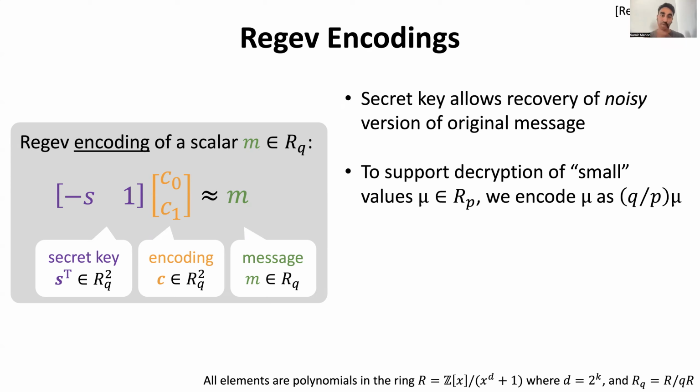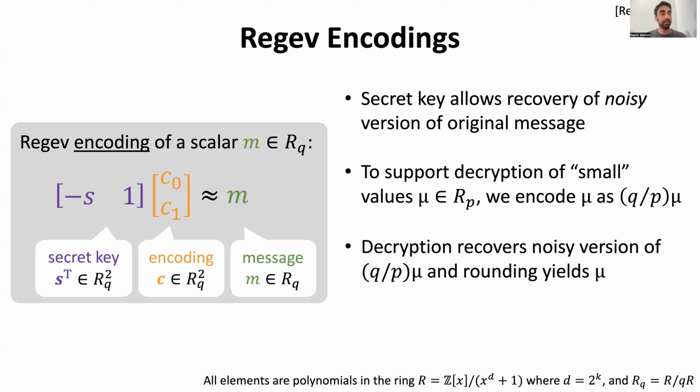And if you want to actually support decryption, like correct recovery of a single message, you might choose some smaller modulus P, smaller than Q, and then encode the message as mu times Q over P. So you would basically scale, right? And then decryption is essentially rounding, right? You do this multiplication and then you round to yield mu.